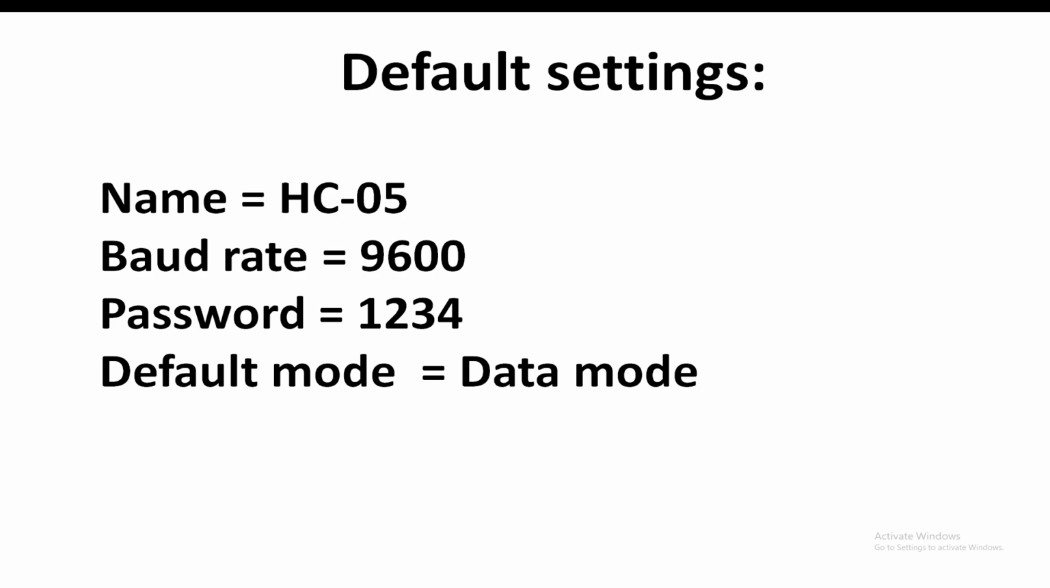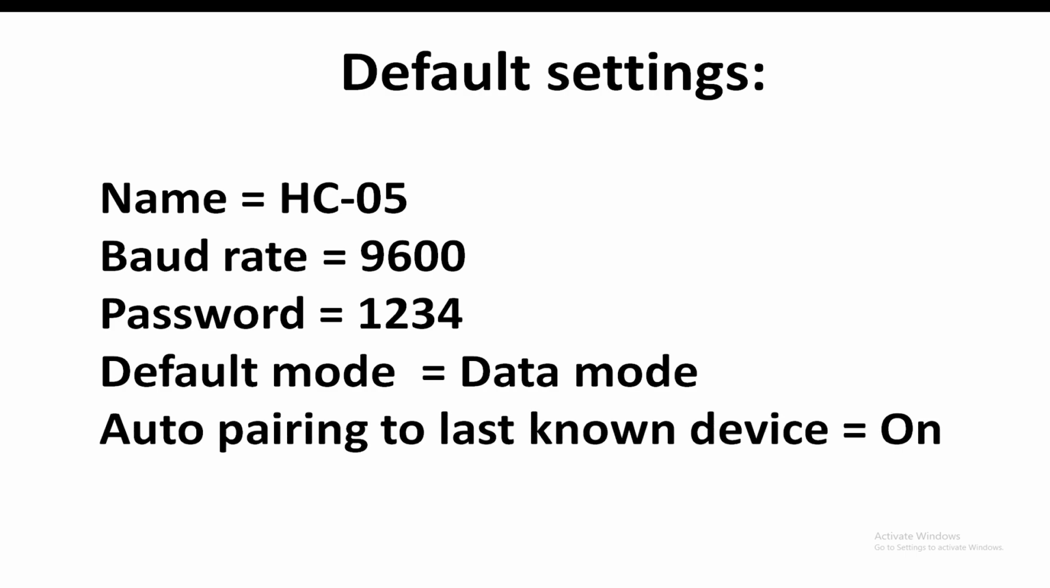Default settings are those settings when you buy the module. By default, they come in the default setting. These are basically the factory settings. So that's normally the case. So these will be our specs. And finally, the auto pairing to last connected device is also on. This means that whenever you turn on the HC05 module, it will auto pair with the device it was last connected to. So these are the default settings we are going to use here.